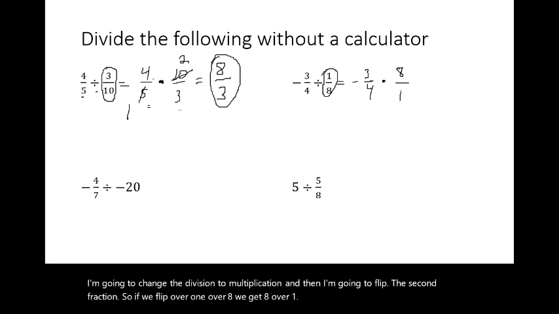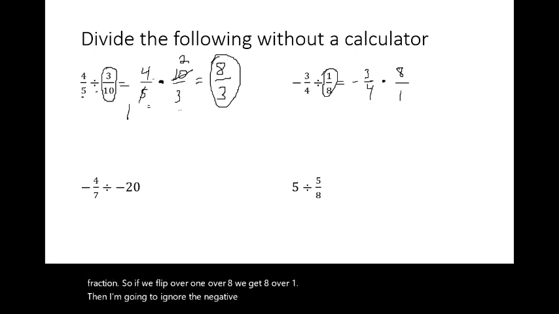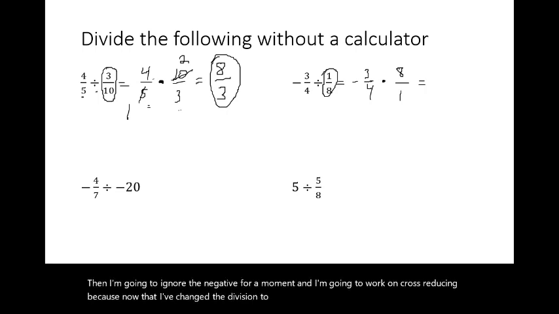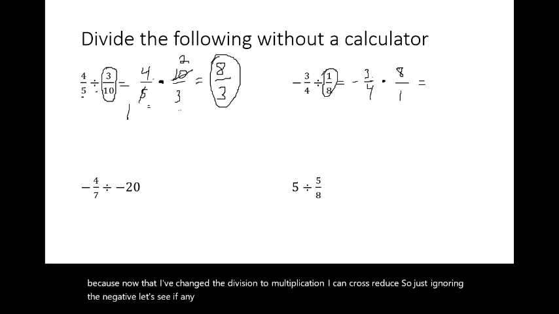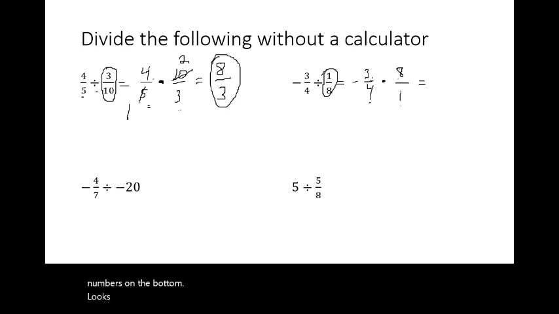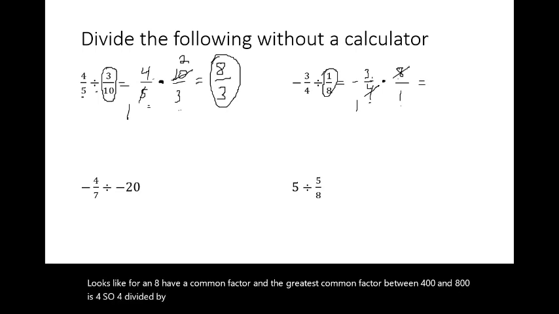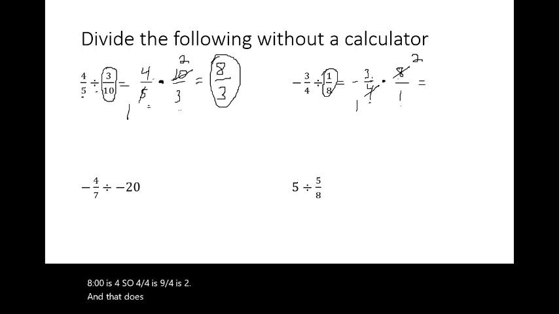Then I'm going to ignore the negative for a moment, and I'm going to work on cross-reducing, because now that I've changed the division to multiplication, I can cross-reduce. So just ignoring the negative, let's see if any of the numbers on the top have any common factors with any of the numbers on the bottom. Looks like 4 and 8 have a common factor, and the greatest common factor between 4 and 8 is 4. So 4 divided by 4 is 1. 8 divided by 4 is 2. And that does look like it, since the numbers on the bottom are now 1. Looks like we're going to be pretty much done.